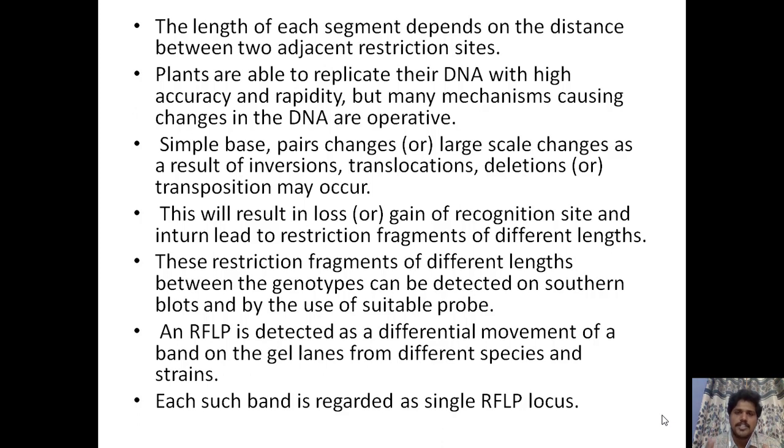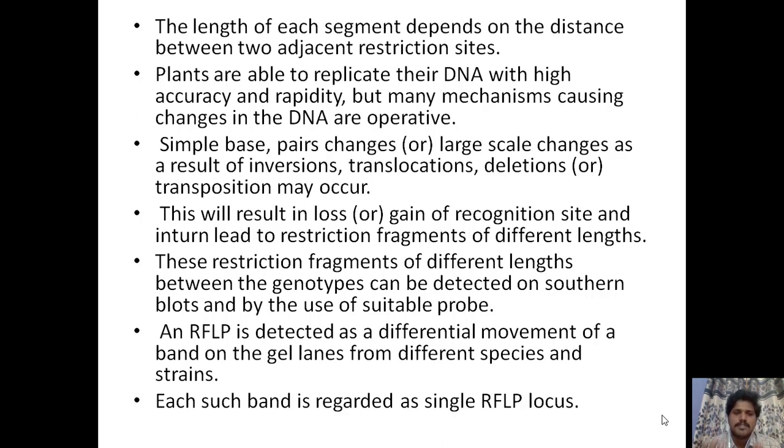Simple base pair changes or large-scale changes as a result of inversions, translocations, deletions, or transposons may occur. This will result in loss or gain of a recognition site, and that in turn leads to restriction fragments of different lengths. And that becomes a starting point for our polymorphism or identification.